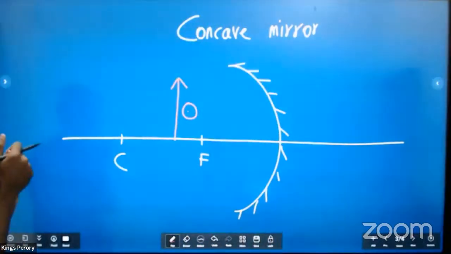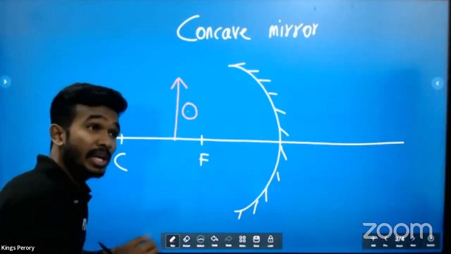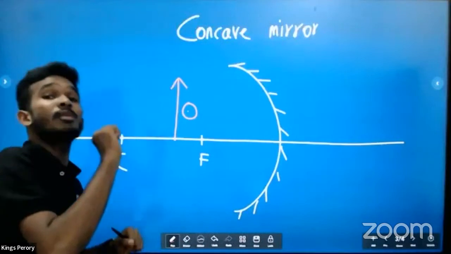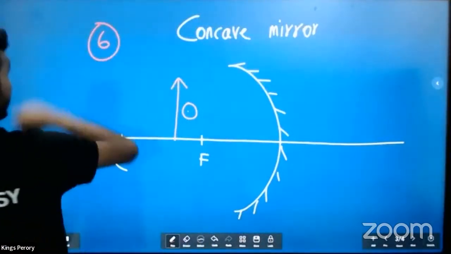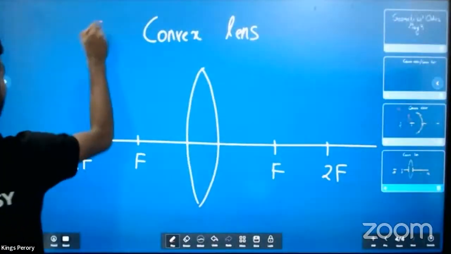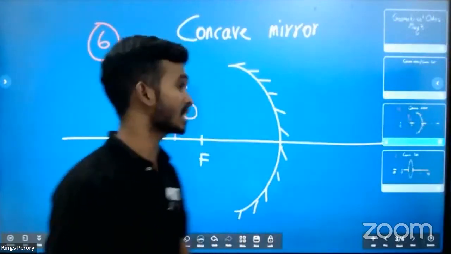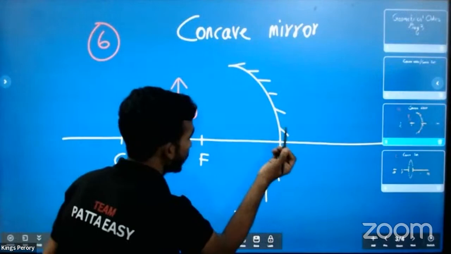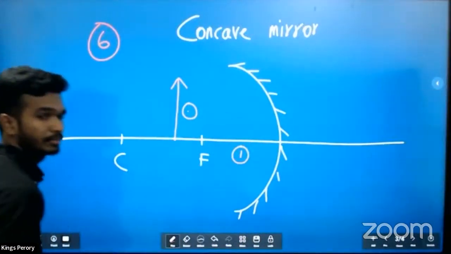Next, listen, this object we can keep in 6 different places. How many different places can we keep this arrow? 6 different places, both in concave mirror and convex lens. Anisa, what are these 6 different places? There you go, between the mirror and focal point, that is position 1.